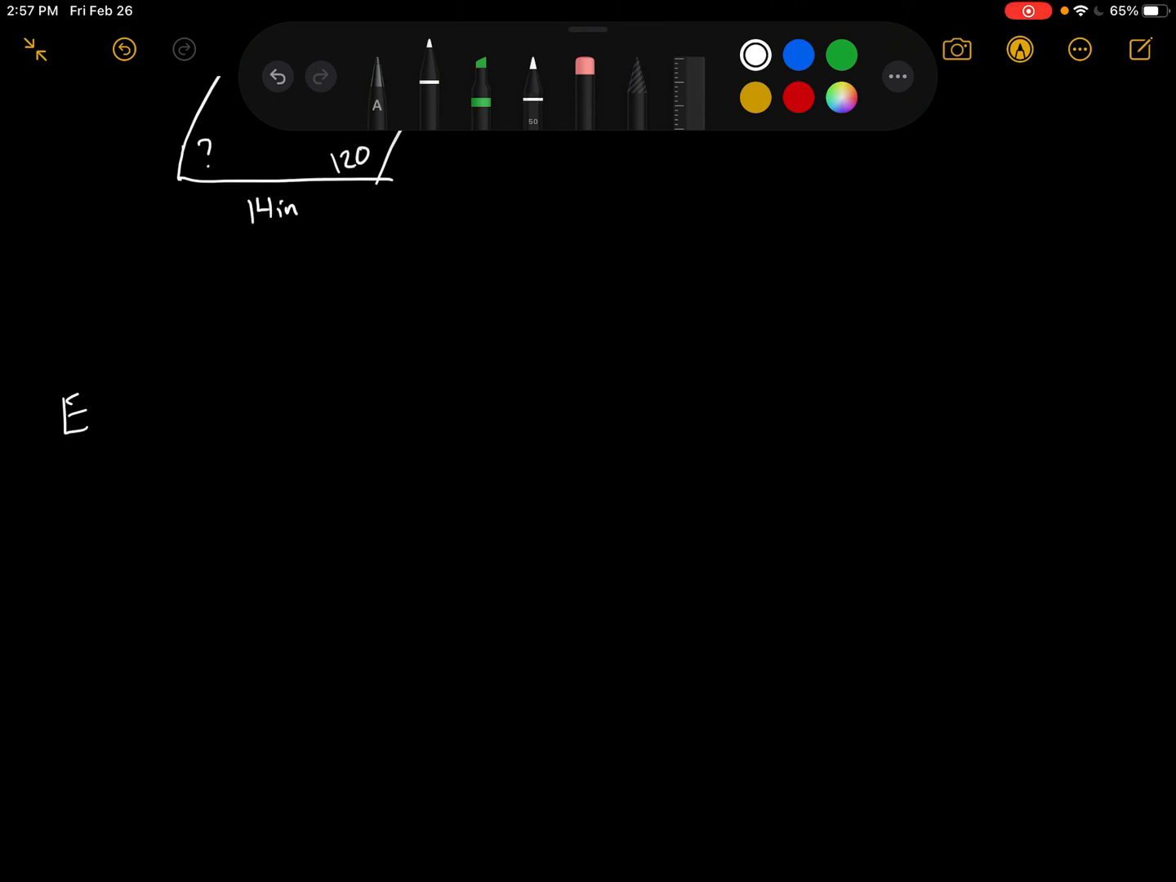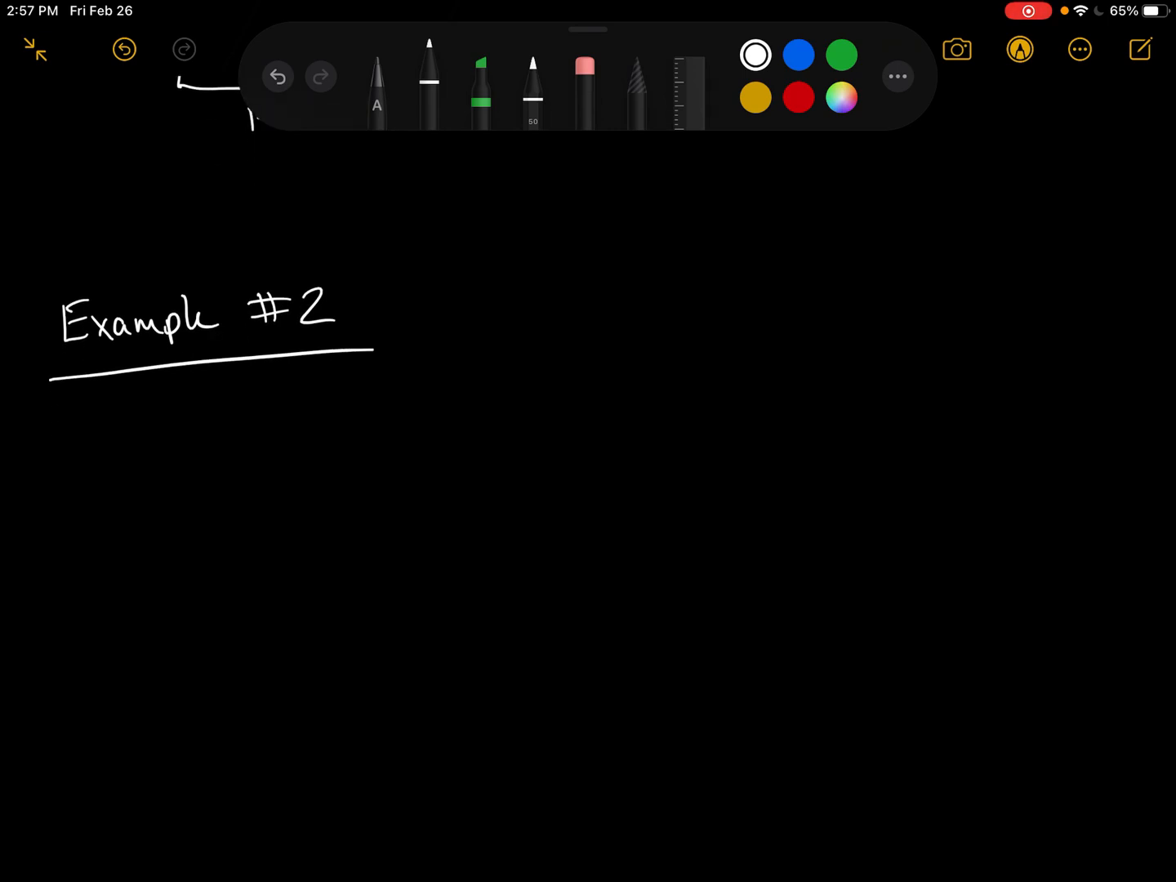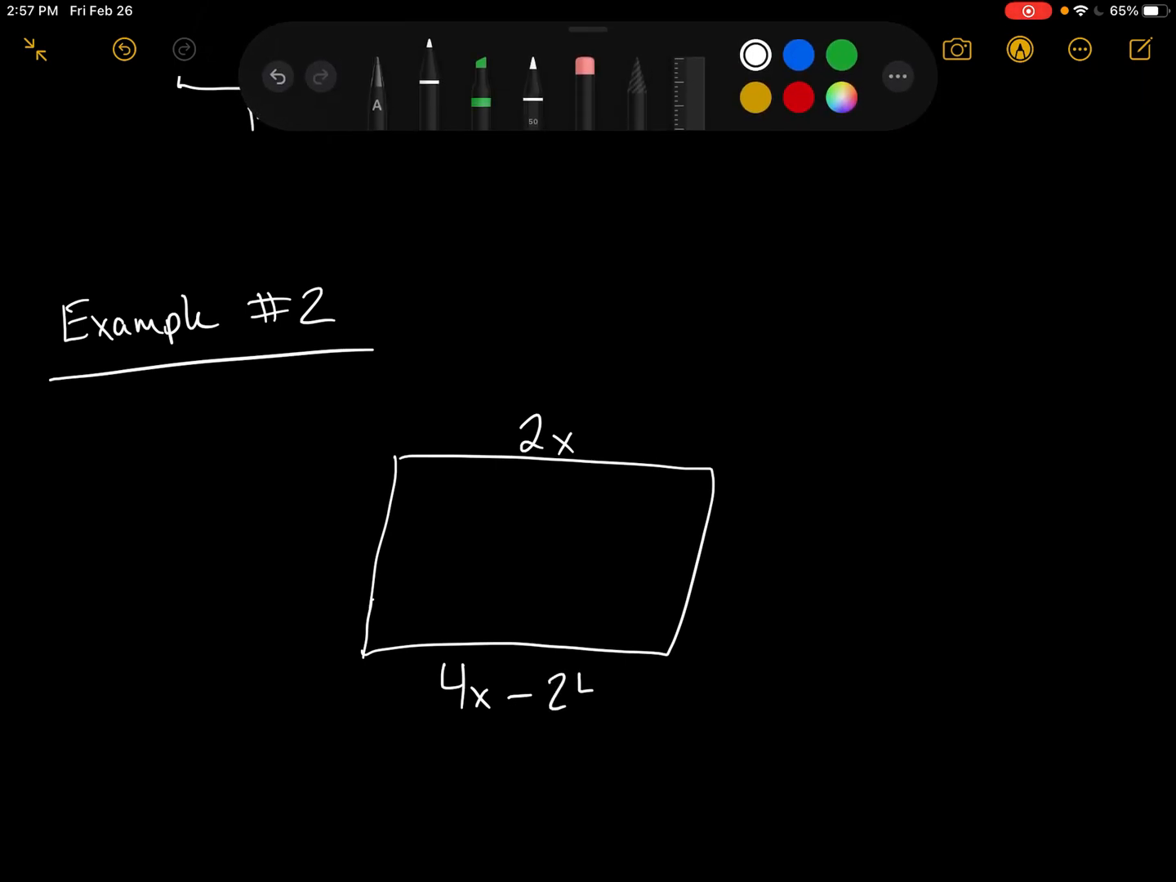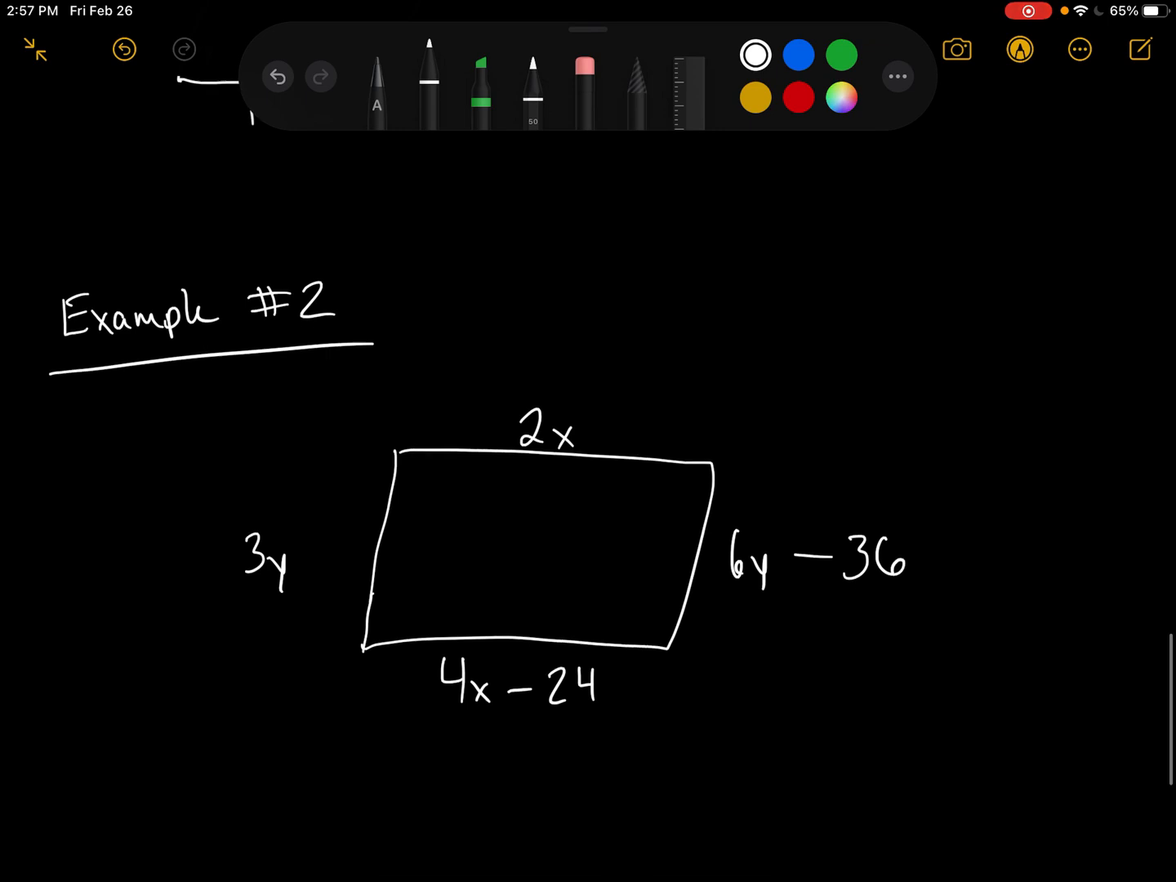A second type of question that they might give you is the following. They give you a parallelogram, and they might ask you to solve. So it might be something like 2x and then 4x minus 24. And it could also be something like 3y and then 6y minus 36. And in this case, you have to solve.